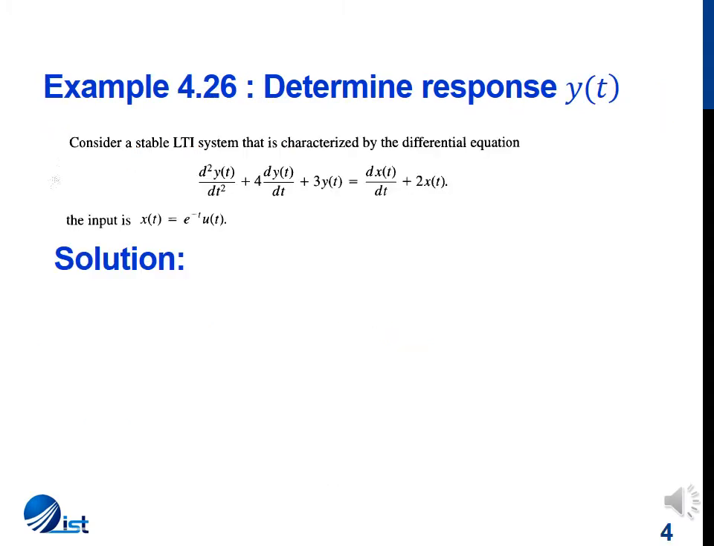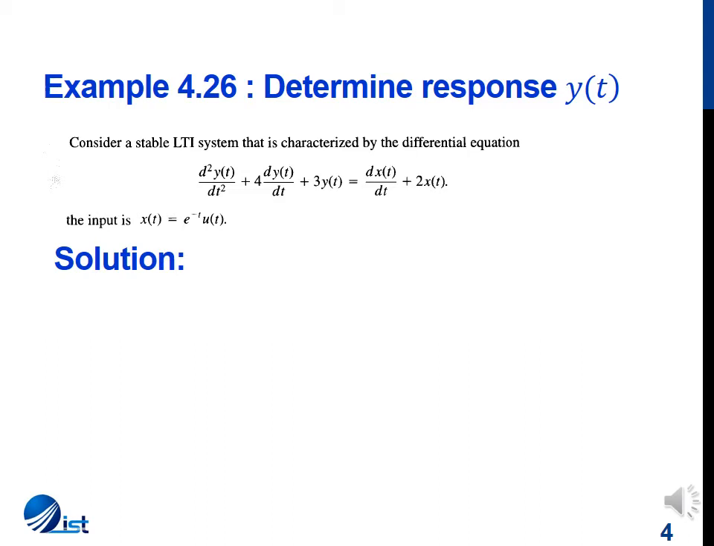Now we will be using Fourier transform to solve a linear constant coefficient differential equation. This is example 4.26 from your textbook. Now we have to determine the response y(t) for a stable LTI system that is characterized by the differential equation. This condition of stability is mentioned because if it was not mentioned, we wouldn't know whether we could determine H(jω) or not. But now that we know that the system is stable, we can determine H(jω). The input x(t) is e^(-t) u(t).